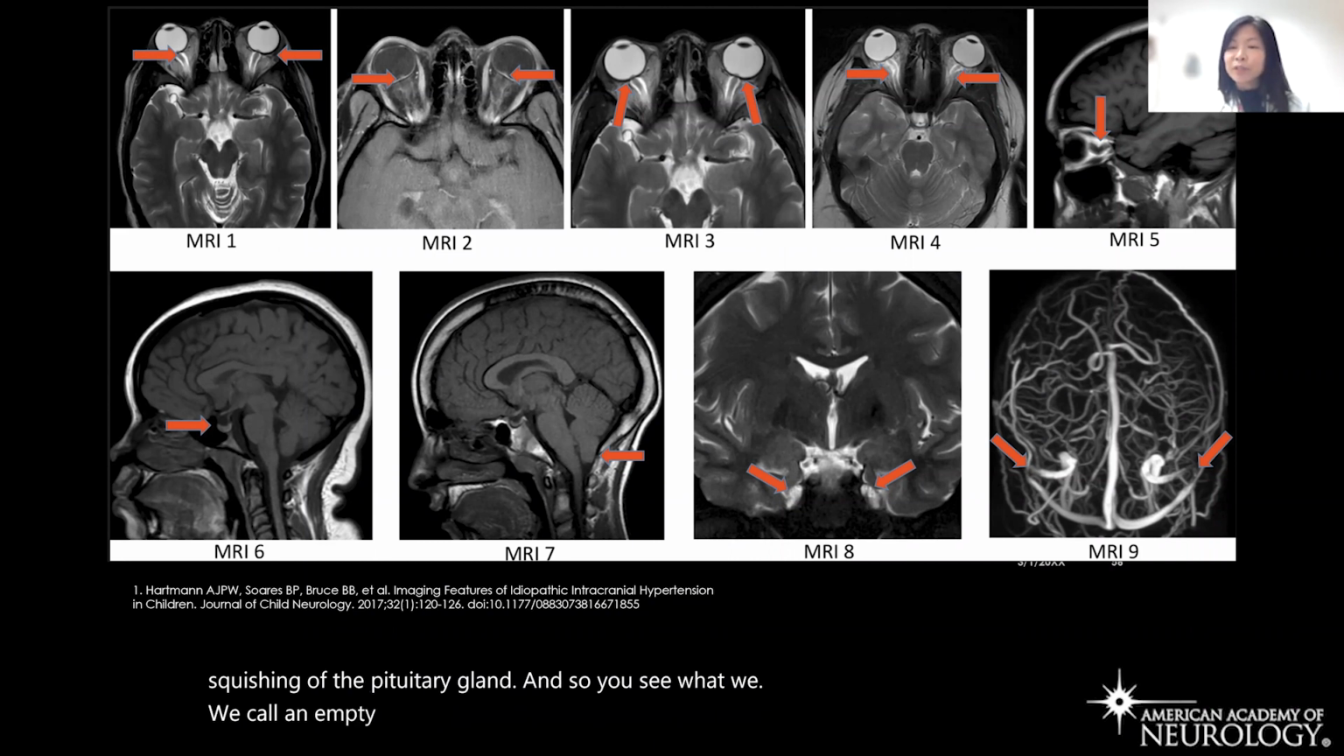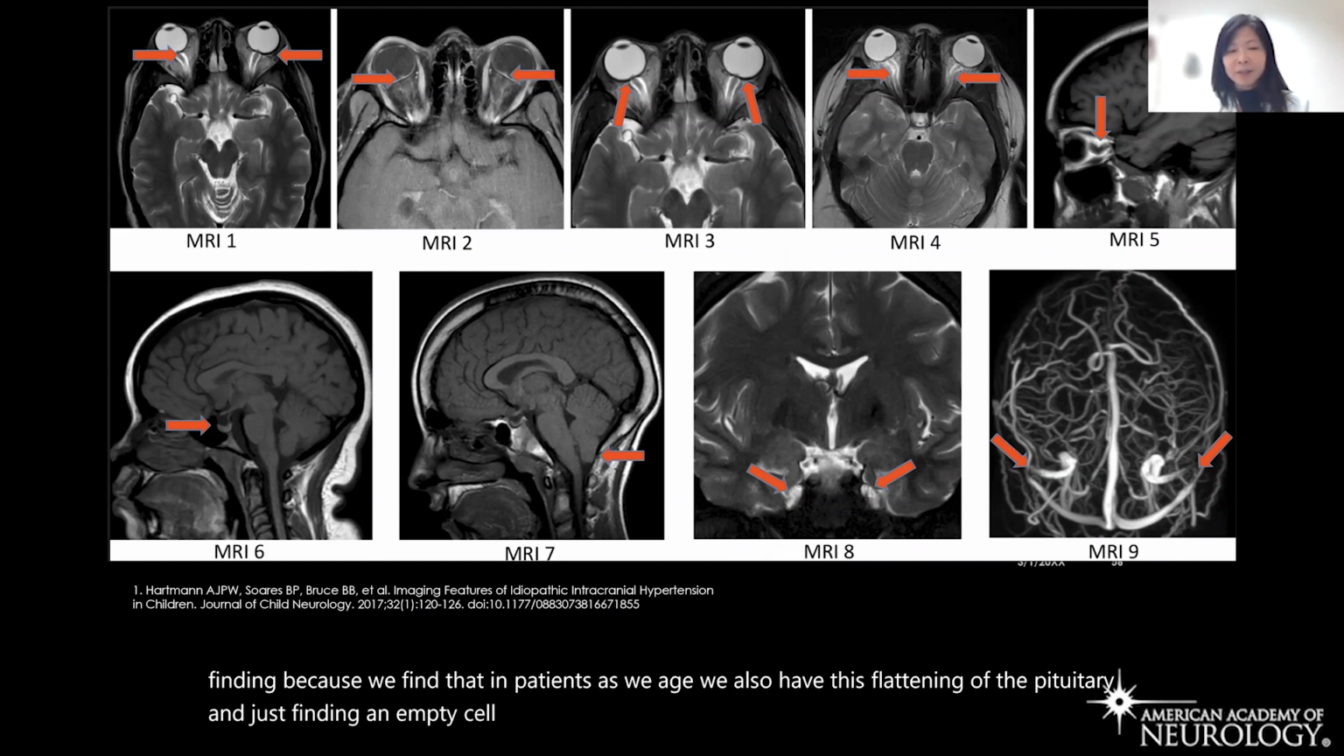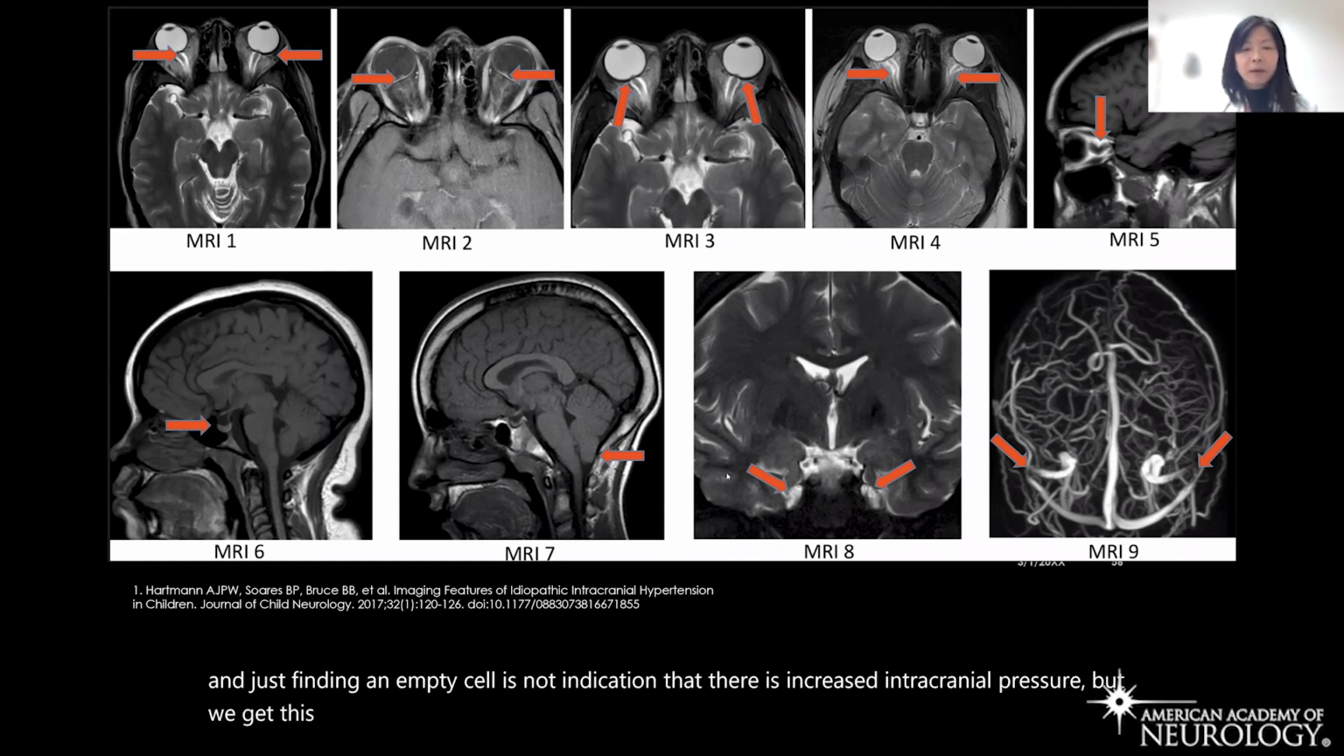Truly, the pituitary gland is still there. And in fact, it is a non-specific finding because we find that in patients as we age, we also have this flattening of the pituitary, and just finding an empty sella is not indication that there is increased intracranial pressure. But we get this consult a lot.